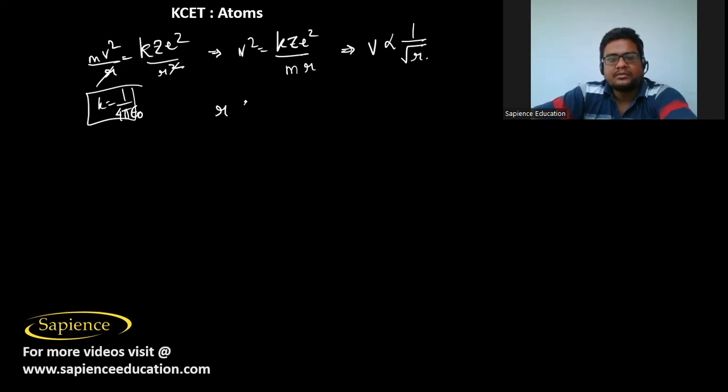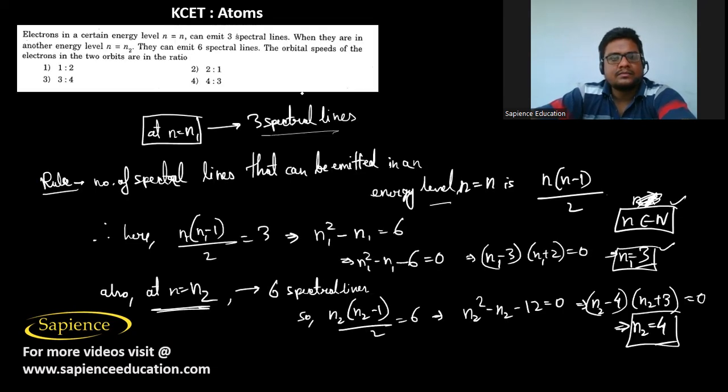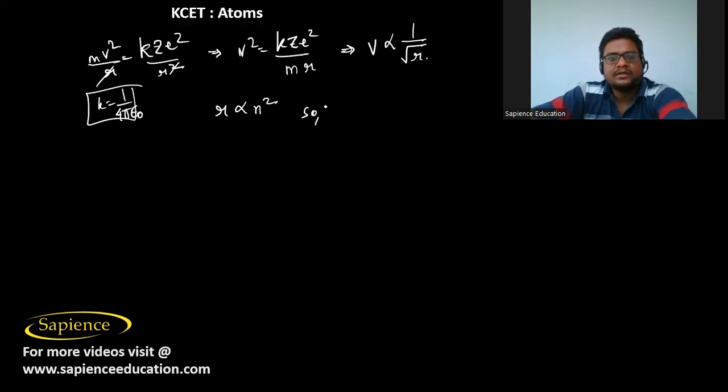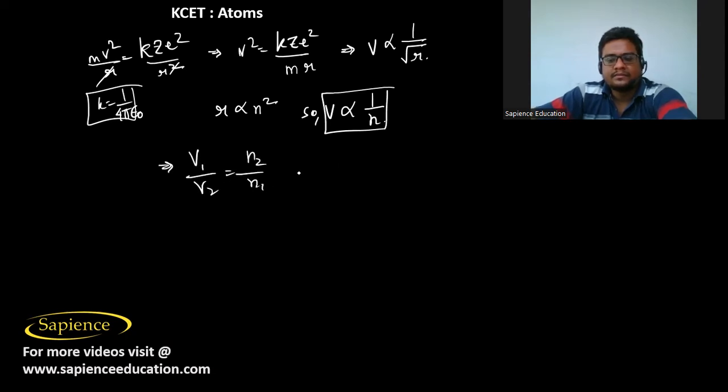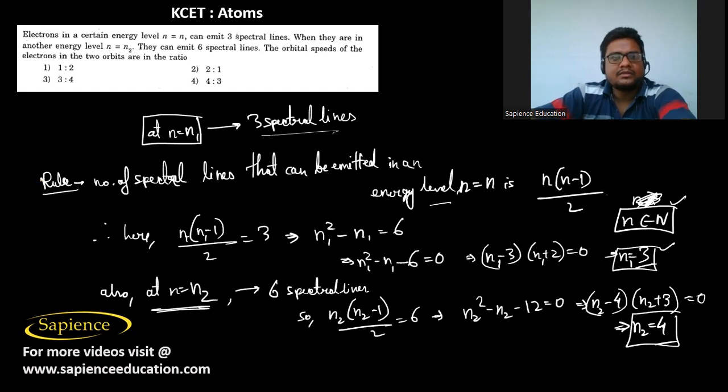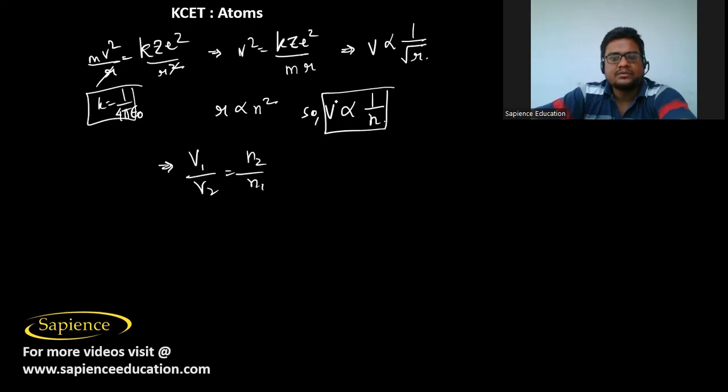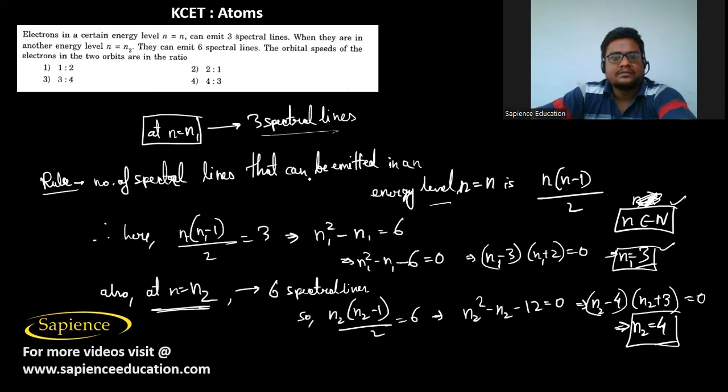Now r is proportional to n square, we know. So therefore v is proportional to 1 by n. So v1 by v2 equals n2 by n1. We have to find the ratio of the orbital speeds of the electrons in the two orbits. So v1 by v2 is n2 by n1, which is 4 by 3. So v1 is to v2 is equal to 4 is to 3. So option 4 is the correct answer.